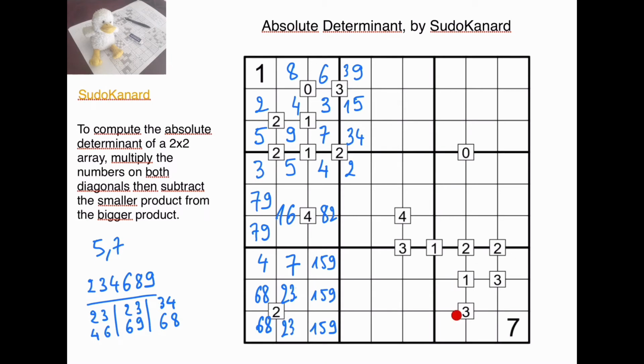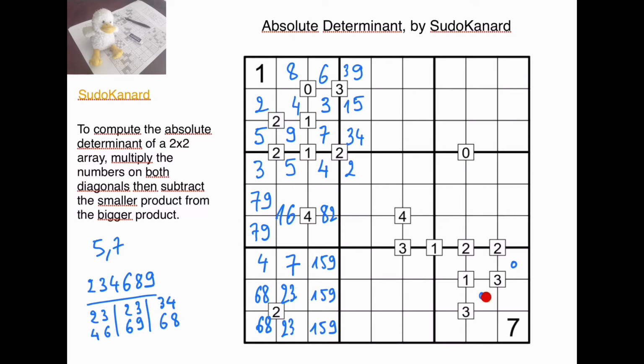Now we must move on to box 9. There again, it seems to be very tedious, but there are not that many options if you consider the fact that all 3 determinants are odd, meaning that one of the diagonals must have an odd product and the other one must have an even product, meaning that one of the diagonals must have 2 odd digits. And this is true for all 3 2 by 2 squares here.